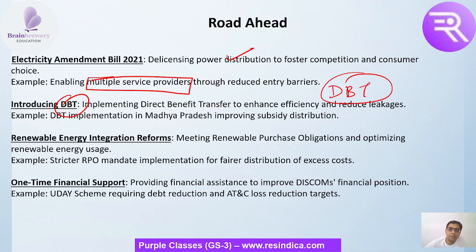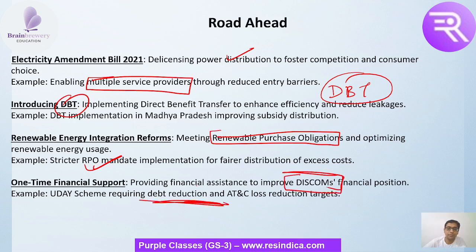And then renewable purchase obligation has to be made mandatory. Every discom has to buy that. So strict mandatory adoption of the renewable energy purchase agreement has to be made, okay? And one-time financial support you need to provide to the discoms, which the government has already provided in order to restructure the debt reduction of the discoms, okay? This government has already provided that.